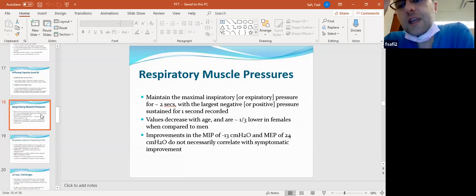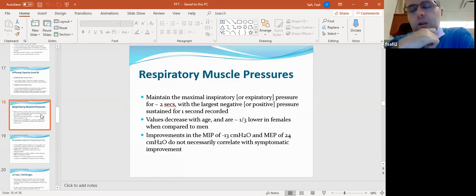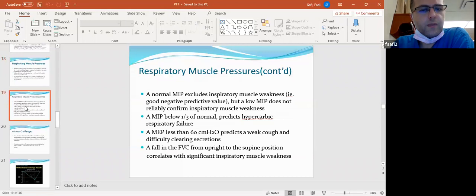So it's usually negative 120. But any value above negative 60 is good. And that's what, as I told you, we call the NIF, the negative inspiratory force. Now, values usually decrease with age, because as you know, muscle strength decreases with age. And also in females, they are 1/3 lower than males. So that's why the same values you do not apply to males and females. You have to do 1/3 of the values for female.